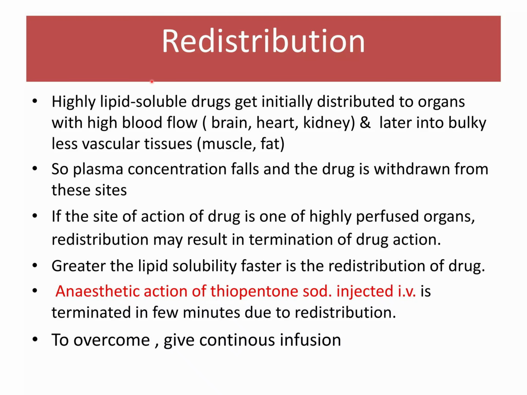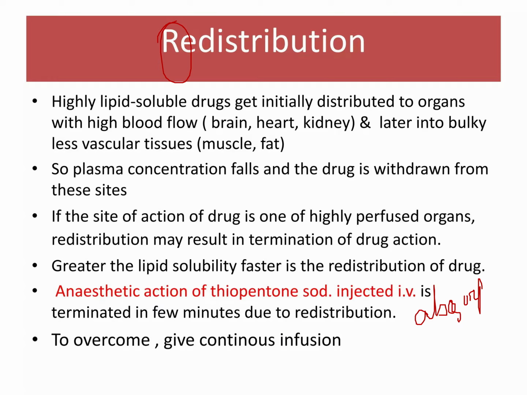So we'll see another term, that is redistribution. Keep in mind that in our body we see different terms starting with re. For example, absorption, and another term is reabsorption. Absorption is happening in the GI tract, reabsorption is happening in the kidney. Then distribution is happening in body organs. So what is redistribution? Re means again, that is, repeated distribution.